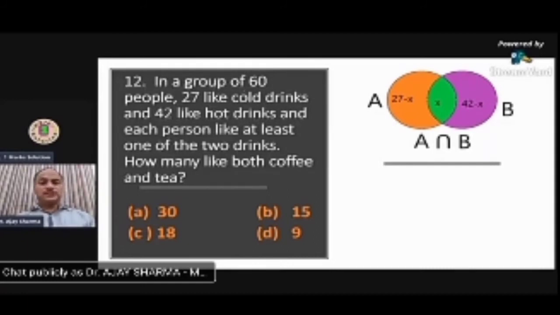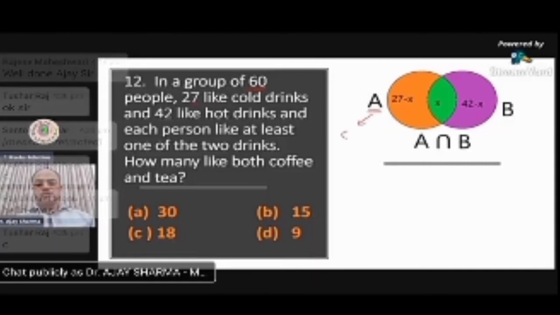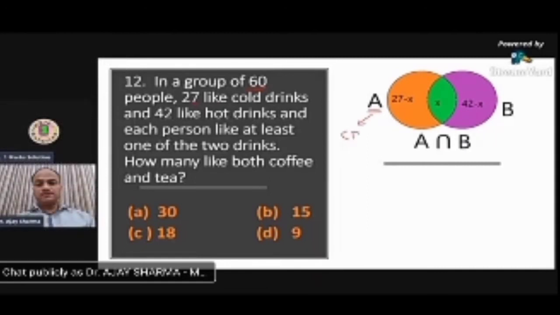Here, in a group of 60 people. So what does it mean? Group of 60 people means the total possibility is 60. Suppose set A is of those students who like cold drinks. Let me write in short. This is a set of those people who are preferring cold drink. Now 42 like hot drinks. So set B is for those persons who like hot drinks. So this is for hot drink.